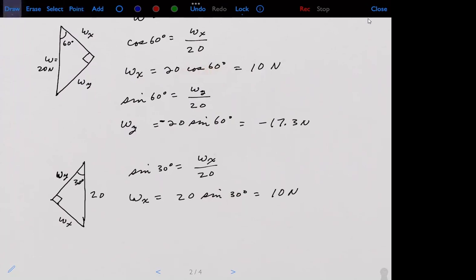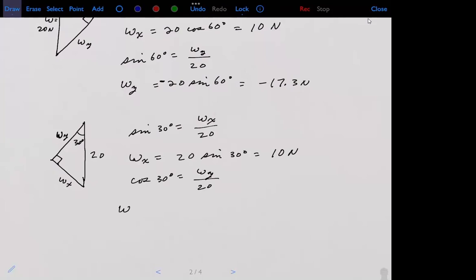And then to figure out WY now, since it's adjacent, you could say cosine of 30 is WY over 20. So that means WY will be 20 times cosine of 30 degrees. But remember, it's negative because it's pointing downward. Again, you'll get the same answer, negative 17.3 newtons, because cosine of 30 is the same as sine of 60. So it doesn't matter how you do it, as long as you're consistent.